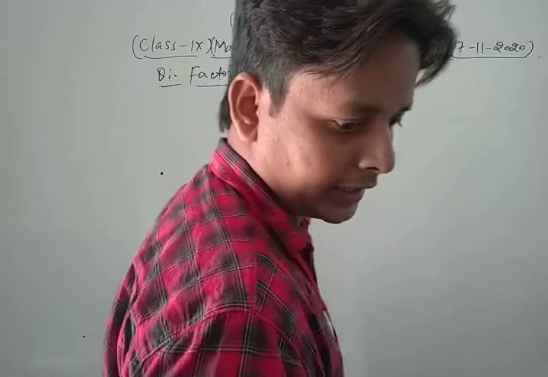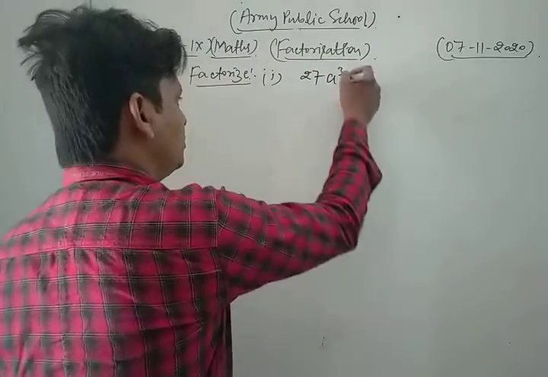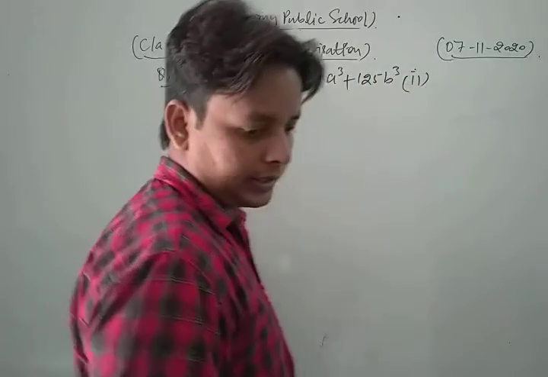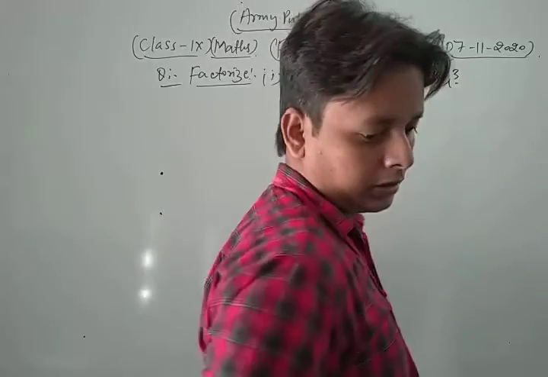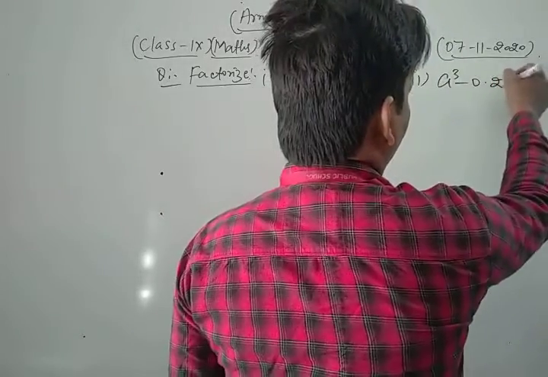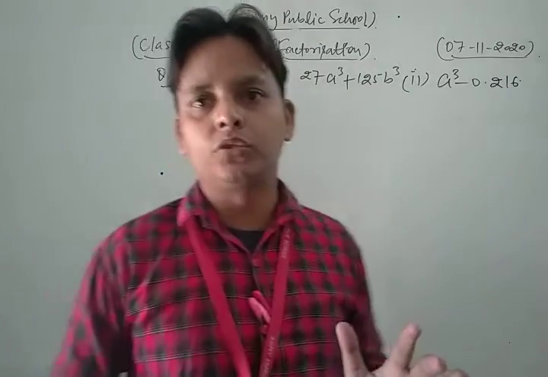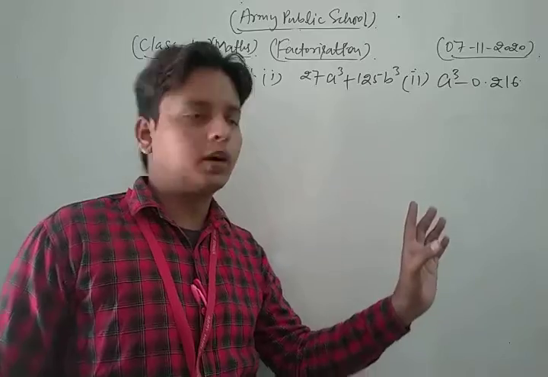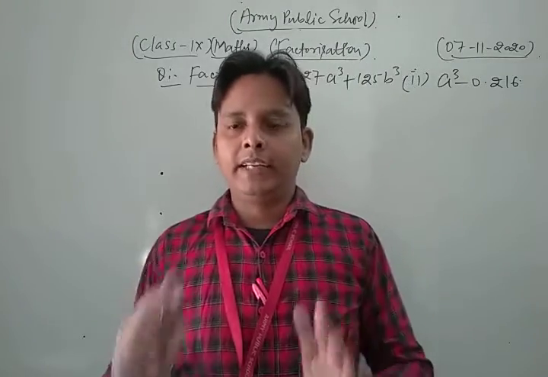Factorize. The first part of the first question is 27a³ + 125b³, and the second one, dear friends, is a³ − 0.216. Okay, listen, in this question we have to factorize. The first part is 27a³ + 125b³, and the second one is a³ − 0.216. Therefore, first of all, we take and solve the first part of this question.